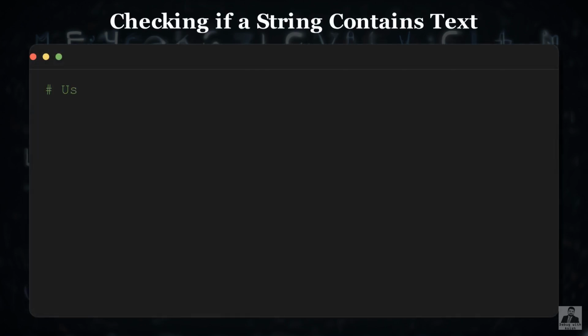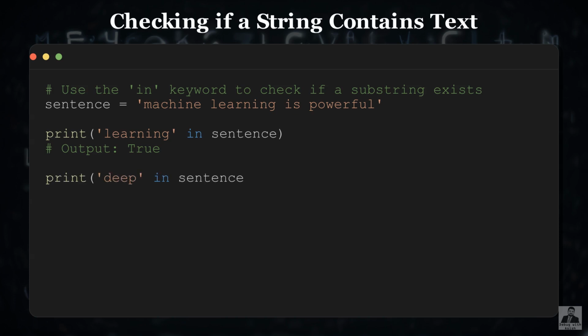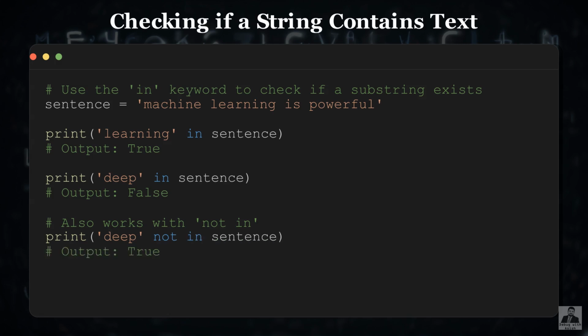To check whether a piece of text exists inside a string, use the in keyword. Writing the word learning in sentence returns true because learning appears in the sentence. Writing deep in sentence returns false because the word deep is not there. You can also use not in to check the opposite. This is used heavily in text processing and data filtering.